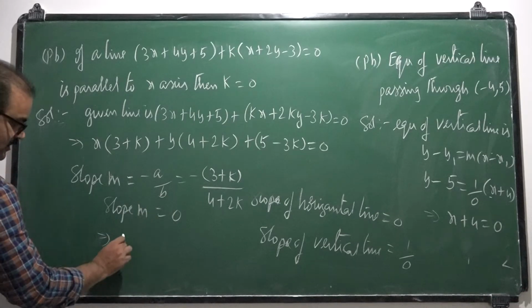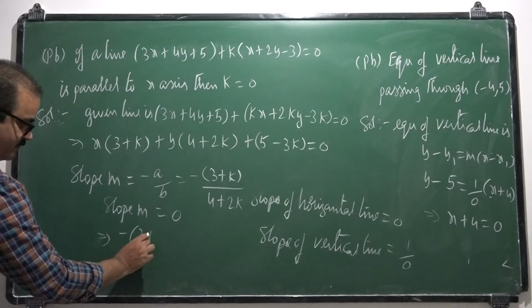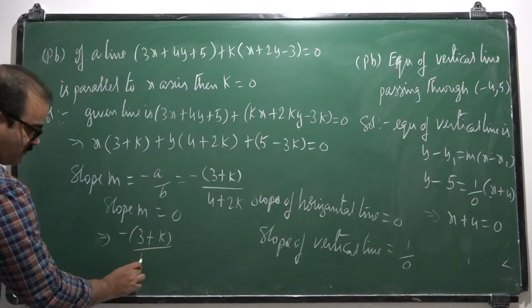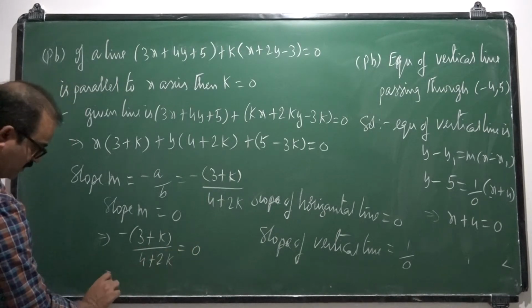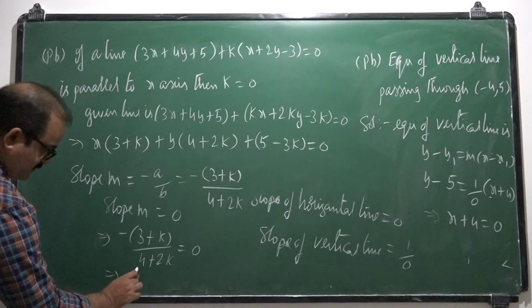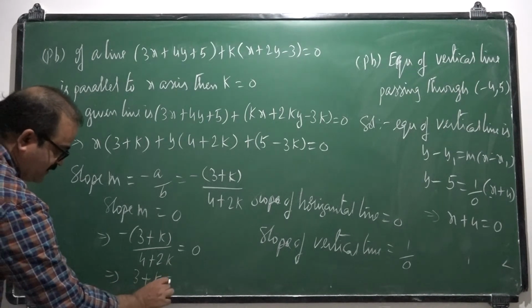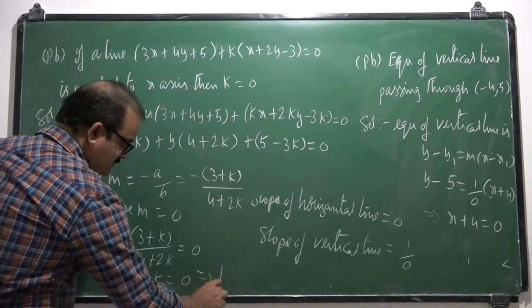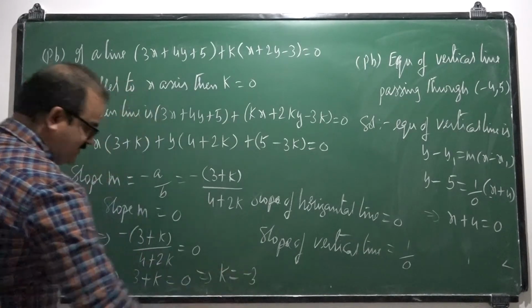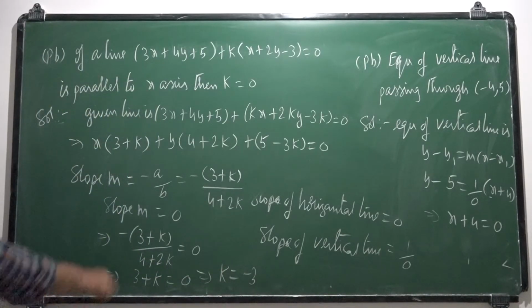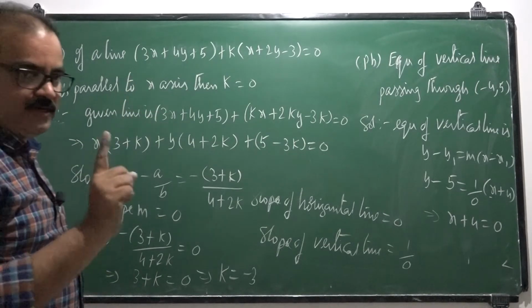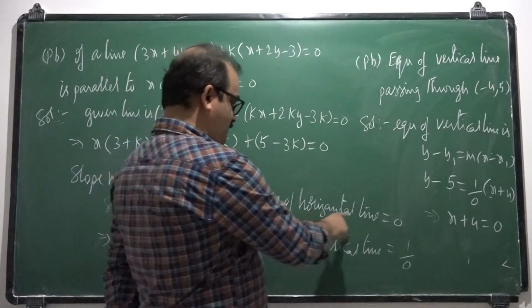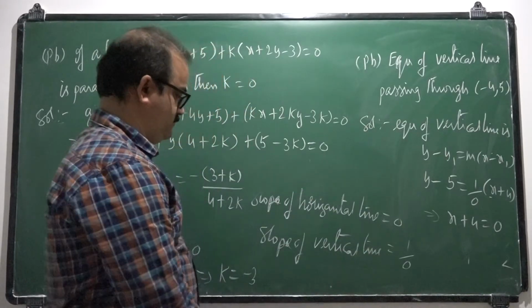Now what is m value? Minus of (3 plus k by 4 plus 2k) is equal to 0. On cross multiplying we get 3 plus k is equal to 0. From this k is equal to minus 3. See here, any line parallel to x-axis is called a horizontal line. Slope of horizontal line is 0.